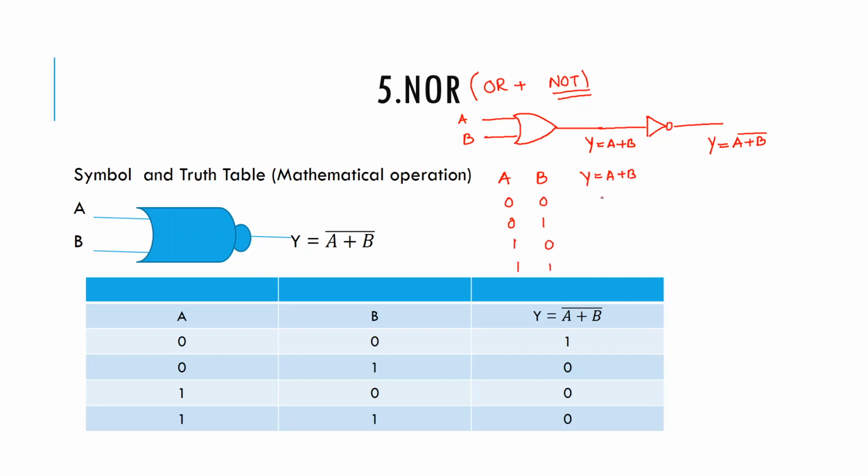If you add 0 and 0, it will be 0. 0 plus 1 will be 1. 1 plus 0 will be 1. 1 plus 1 will be 1, not 2. 1 will be carried on.